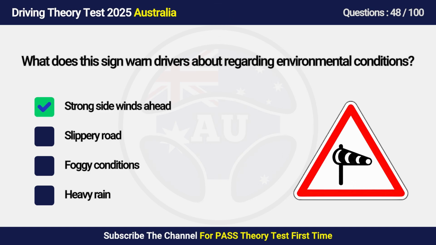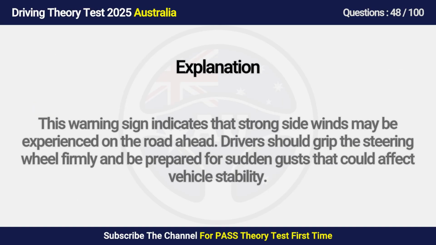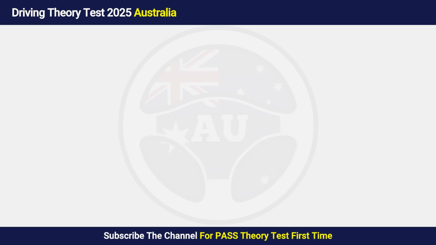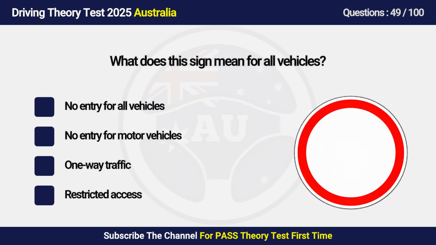Answer is A. Strong side winds ahead. This warning sign indicates that strong side winds may be experienced on the road ahead. Drivers should grip the steering wheel firmly and be prepared for sudden gusts that could affect vehicle stability. Question 49. What does this sign mean for all vehicles?